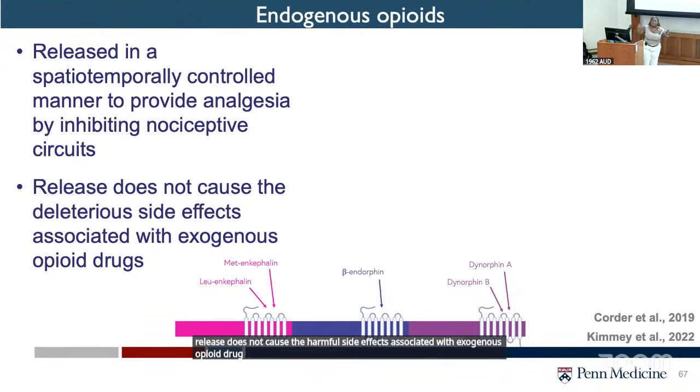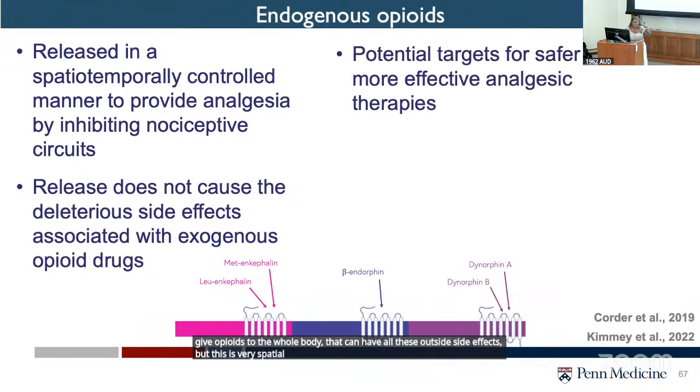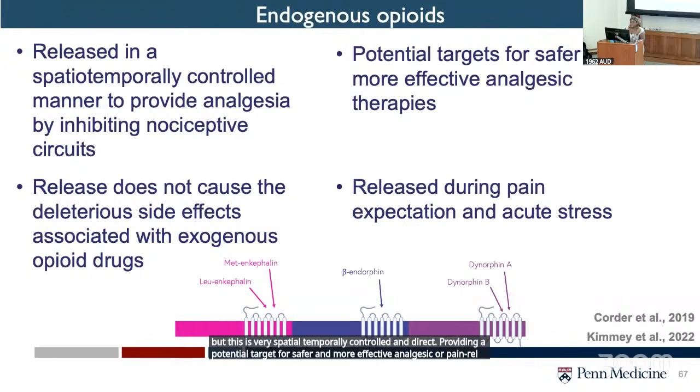You have mu receptors all over your body, all over your brain, in reward areas, even in the areas of your lungs that help control muscle contraction for breathing. So when you give opioids to the whole body, that can have all these outside side effects, but this is very spatiotemporally controlled and direct, providing a potential target for safer and more effective analgesic or pain relieving therapies.